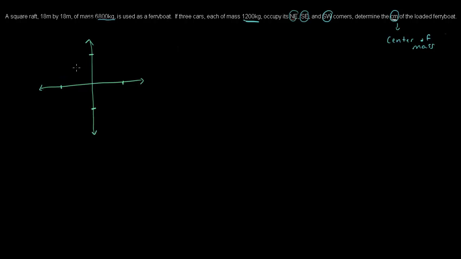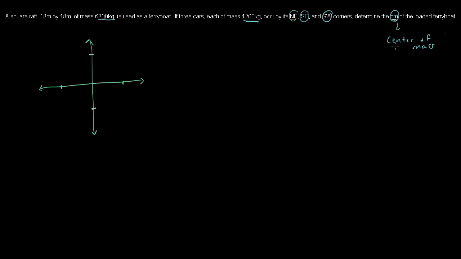Hey guys, so this is actually a solution video to a problem that a viewer submitted. It's a center of mass problem, and it reads: a square raft 18 meters by 18 meters of mass 6,800 kilograms is used as a ferry boat. If three cars, each of mass 1,200 kilograms, occupy its northeast, southeast, and southwest corners, determine the center of mass of the loaded ferry boat.